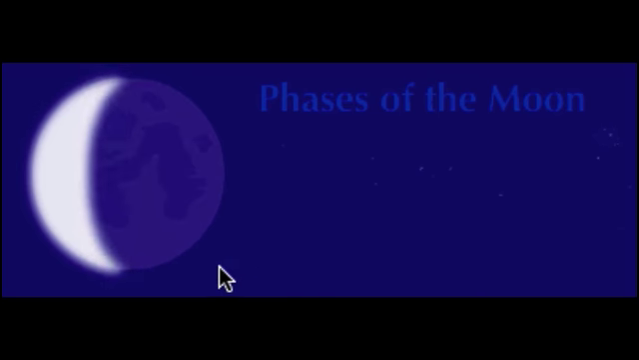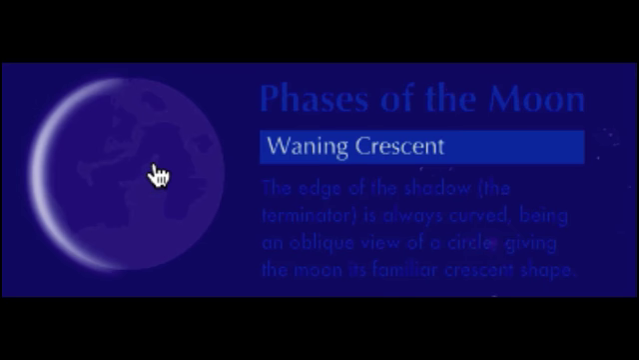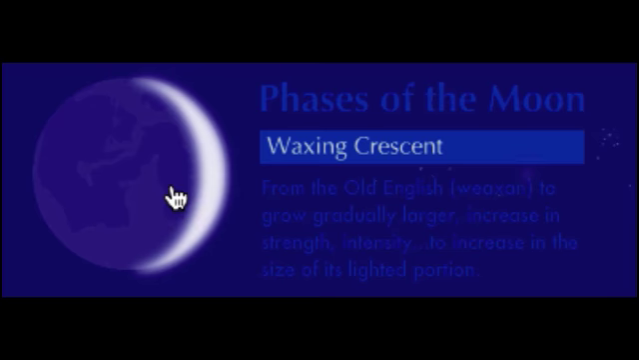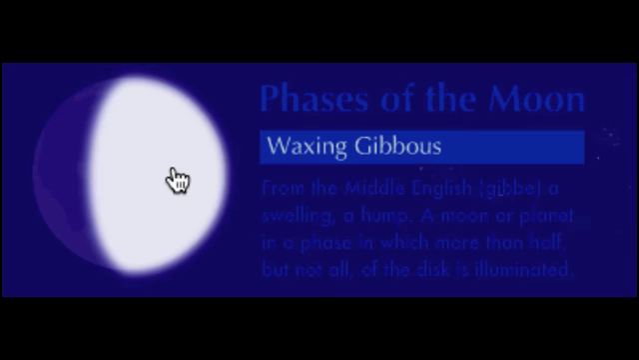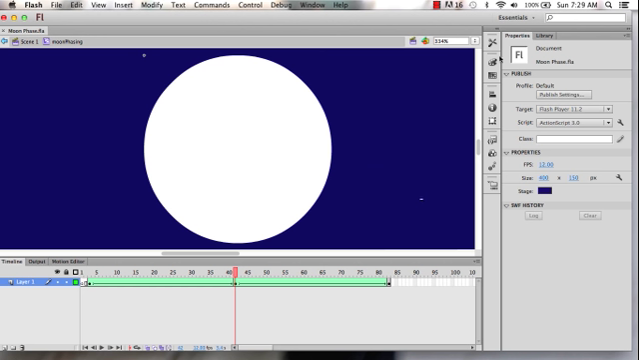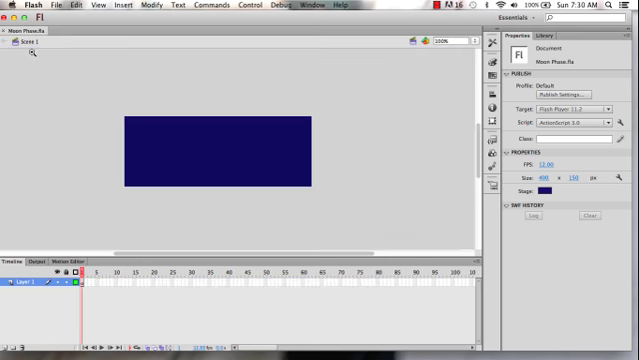Next, we're going to build another movie clip and we're going to use it to put these text titles that call out the various phases on rollover, like waxing crescent, first quarter, waxing gibbous, and so on. To do that, we're going to first go to our scene. So we're going to click out of the moon phasing movie clip.